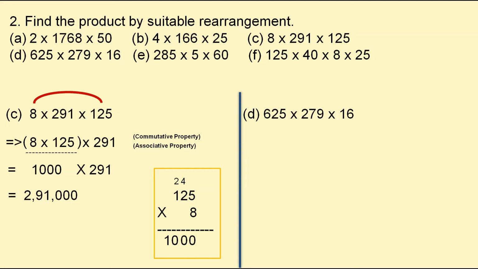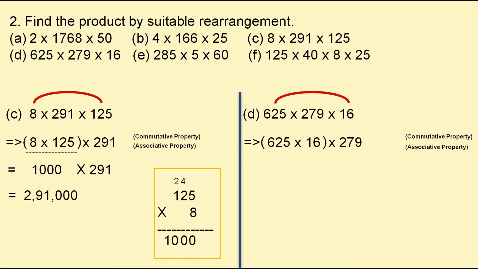Now here also we have one number with the 5 at the unit place and one number which is even. So we will make group of these two numbers. First we will rearrange the places with the help of commutative property. Now we will make group of these two numbers with the help of associative property. Now let's check by multiplying these two numbers.